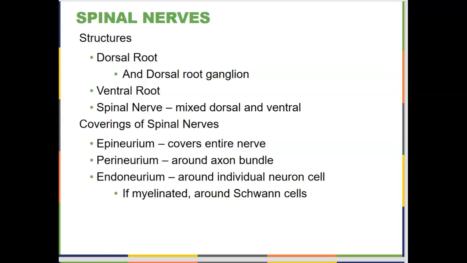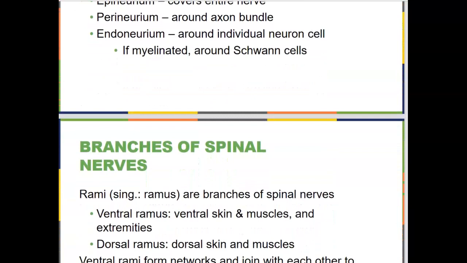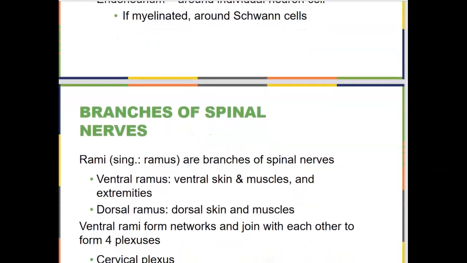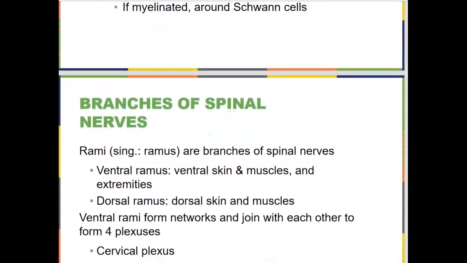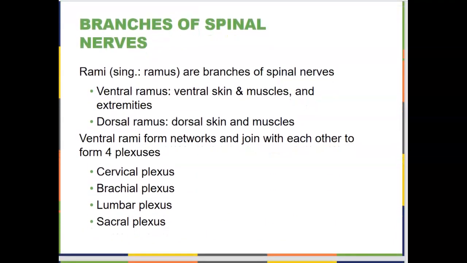The spinal nerves do have coverings, the epineurium, the perineurium, and the endoneurium. Epi is always on the outside. Peri is surrounding groups of axons, and endo surrounds an individual nerve cell. The endoneurium is made up of Schwann cells if myelin is involved, and most of them do have myelinated axons. So the spinal nerves themselves branch, and the rami are the branches of spinal nerves. A ramus is singular.